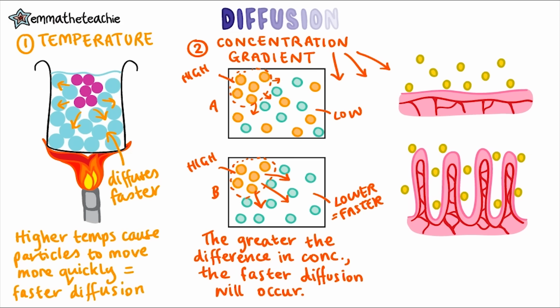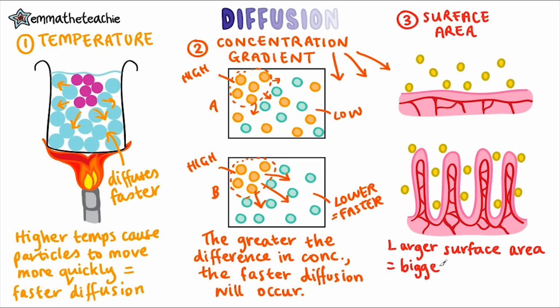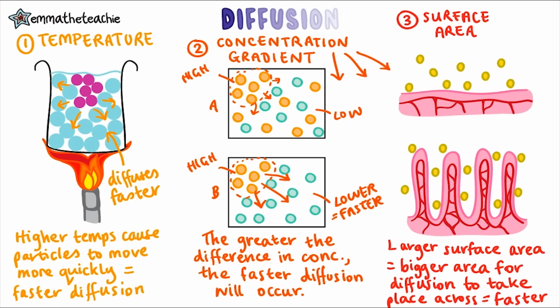Okay, finally, our third factor affecting the rate of diffusion is surface area. Having a larger surface area provides a bigger area for diffusion to take place across and therefore speeds it up. Let's take a look at both of these diagrams. In these diagrams, food molecules are being absorbed into the bloodstream. In which one do you think this will happen fastest?